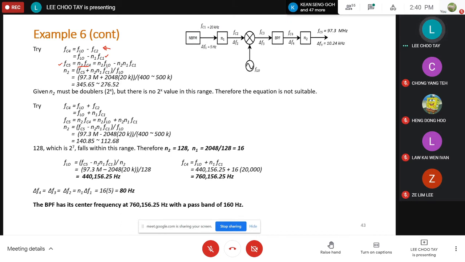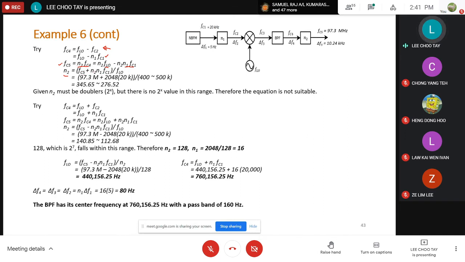Now let's put the expression for FC4 into this equation. FC4 is FLO minus FC2, and FC2 is N1 FC1, so both are multiplied by a factor of N2. You have N2 FLO minus N2 N1 FC1. Now rearrange your equation, because we want to find N2 first. So N2 is equal to FC5 plus N2 N1 FC1, divided by FLO.